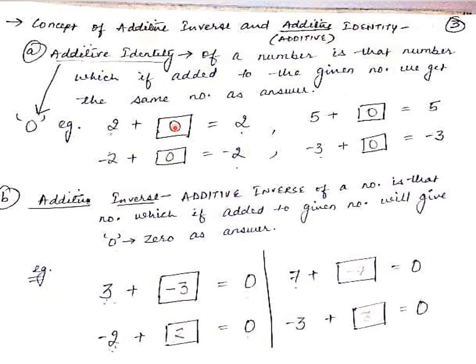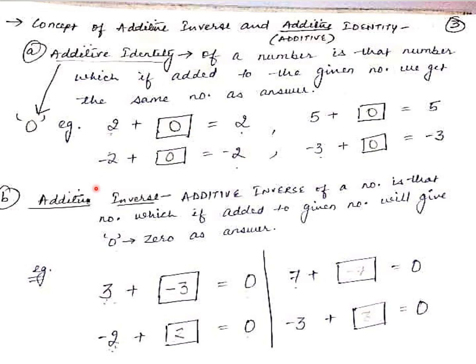Suppose 0 is not here. Forget this 0 first of all. You have to add something to 2 so that you get the same number back. So what will you add to 2 to get 2 back as the answer? Obviously 0. Similarly, what will you add to 5 to get 5 back? 0. Minus 2, what will you add to get minus 2 again? 0. So we can say 0 is the additive identity. That means if you add this number to any number, you get the same number back.